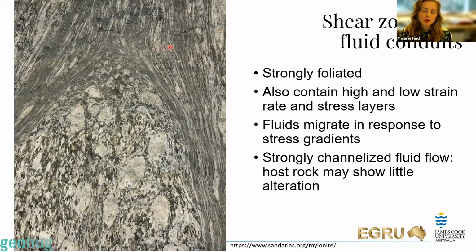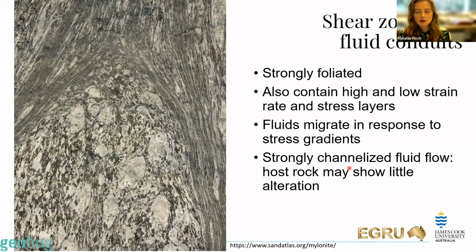And because there are different deformation rates or different strain rates within these rocks, it also means that there are different stresses. So some layers are higher stress and some layers are lower stress. And fluids actually migrate in response to stress gradients, or pressure gradients, meaning mean pressure gradients. And so these sorts of gradients are actually facilitating fluid movement through these shear zones.